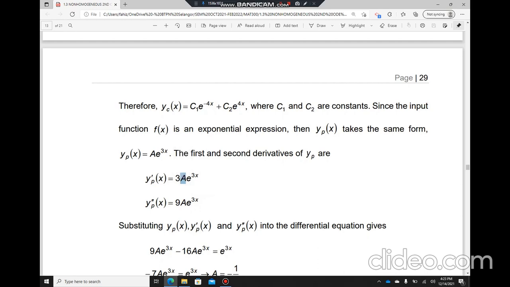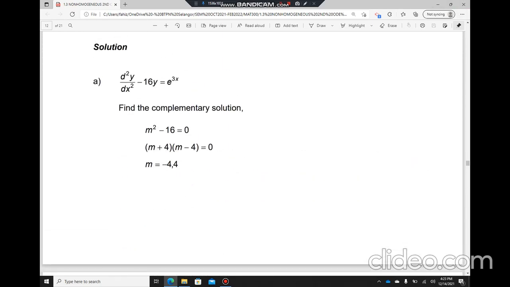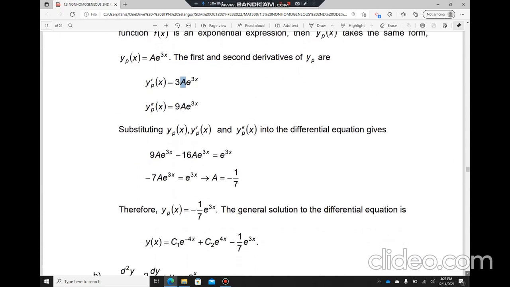Okay. Next, substituting YP, Y prime P and Y double prime P into the differential equation give, masukkan balik dalam equation asal tadi. Yang ni equation kita kan. M square minus 16Y. So M square yang ni sebab Y double prime kan. Minus 16Y. Okay, so kat sini M square.